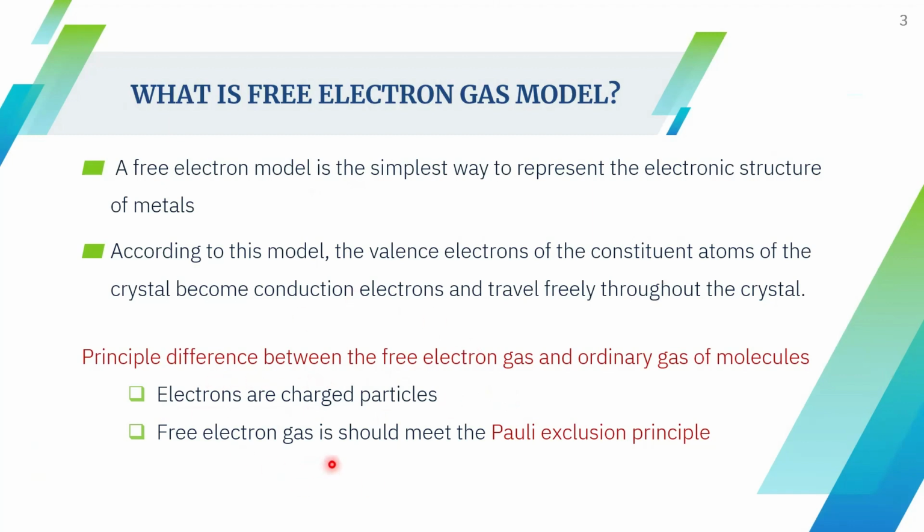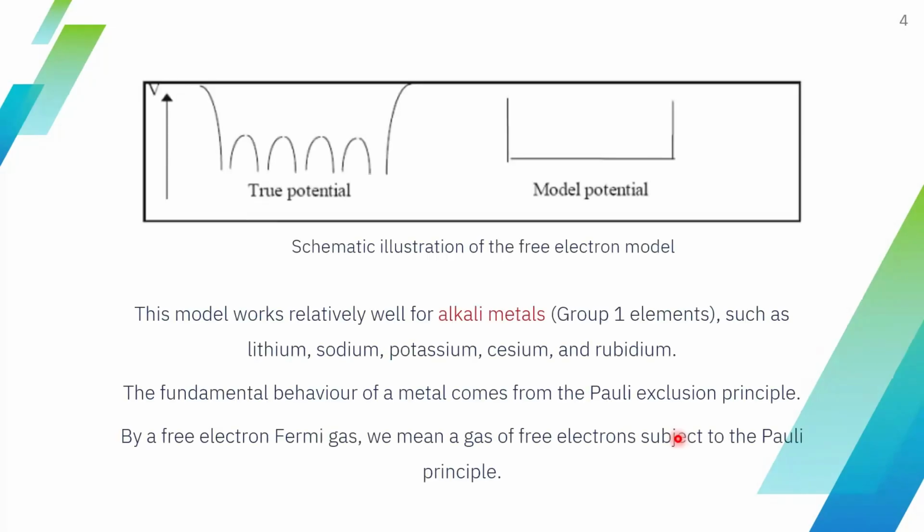The second important property of the free electron gas is that it should meet the Pauli exclusion principle, which in turn leads to an important consequence. Now, this is the schematic illustration of the free electron model. We can see this is the true potential and this is the model potential.